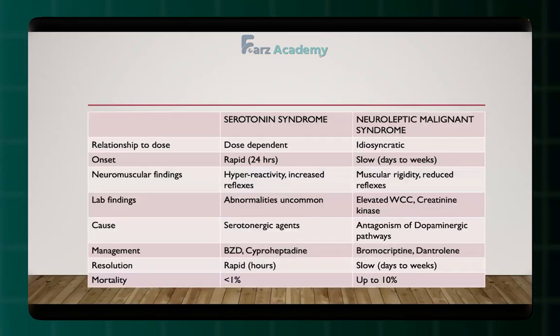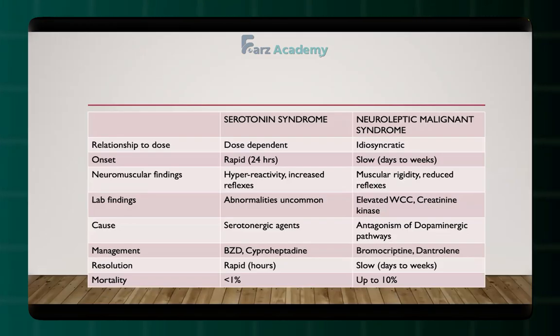Now, this is a very important table which allows you to differentiate between the two syndromes, serotonin syndrome and neuroleptic malignant syndrome. Relationship to the dose, serotonin syndrome is usually dose dependent, whereas neuroleptic malignant syndrome is idiosyncratic. Serotonin syndrome has a rapid onset within the first 24 hours, whereas neuroleptic malignant syndrome is slow, usually takes days to weeks.